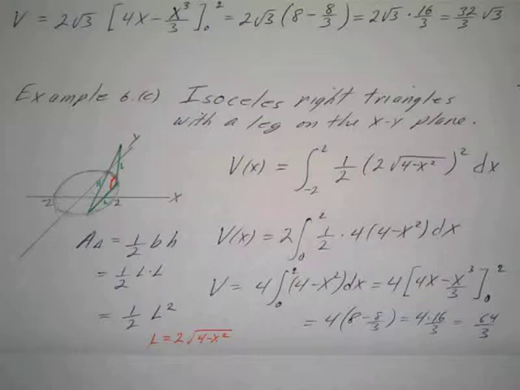Okay? So a lot of similarity between these, because I'm using the same setup, just showing you the different types of cross sections, so you get a good feel of those. So that's an isosceles right triangle with a leg on the xy plane. Okay? All right, now I've also seen an isosceles right triangle with a hypotenuse.